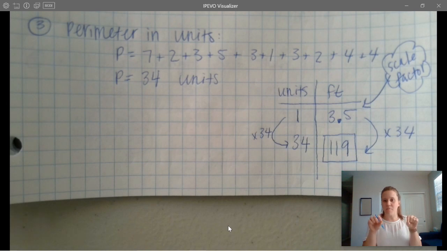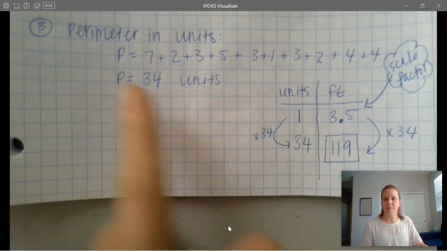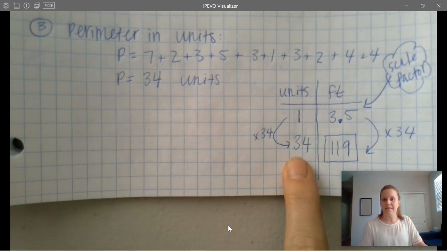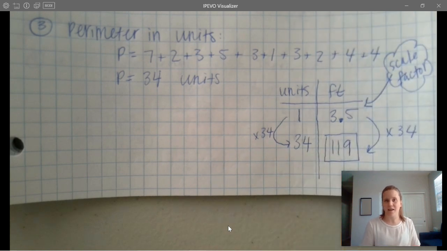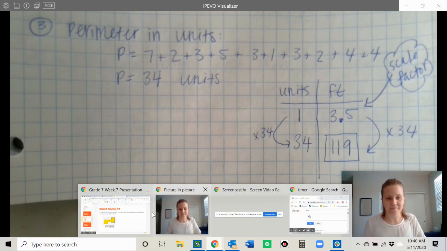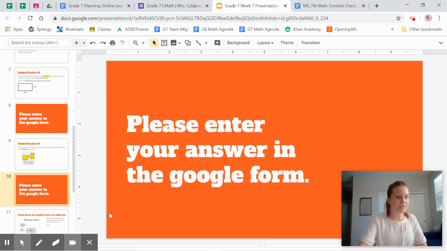That was given as a little box in the question, kind of like, you see that often on a map, right? Where maybe 1 centimeter equals 100 kilometers. Awesome. Then I just figured out what my perimeter in units was, 34, and that was equivalent to 119 feet. Pause here to update your paper if you need to. All right, go ahead and enter your answer for question 3 in the Google form.